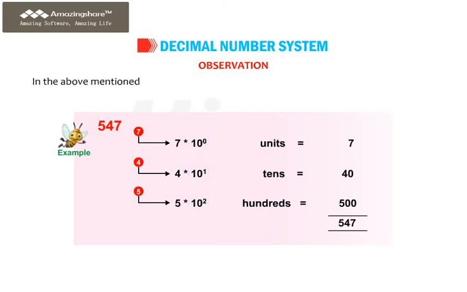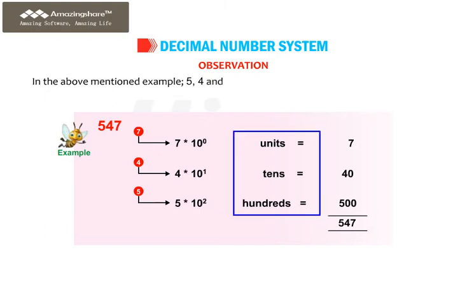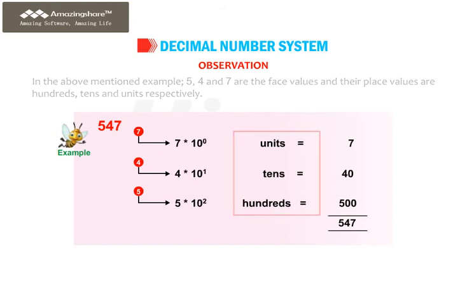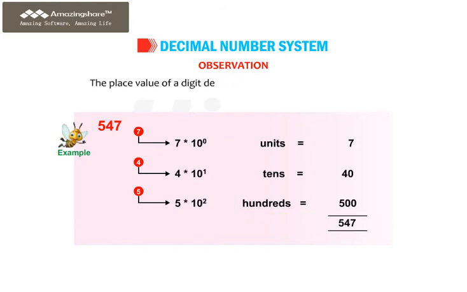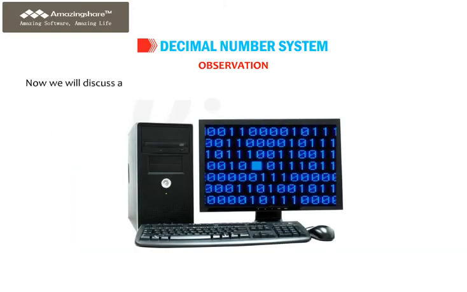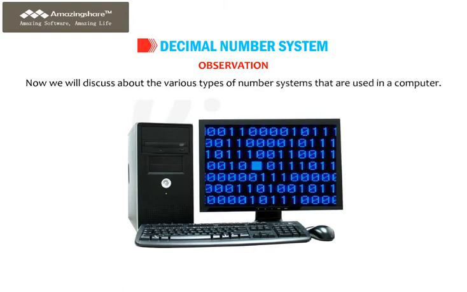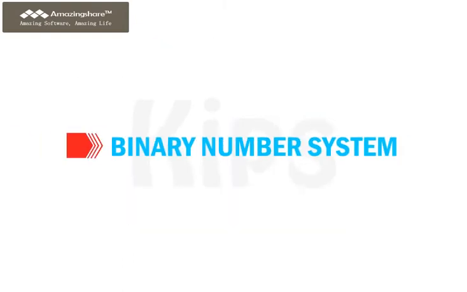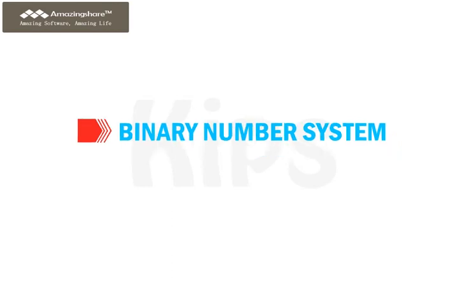In the above mentioned example, 5, 4 and 7 are the face values and their place values are hundreds, tens and units respectively. The place value of a digit depends on its position in the number. Now we will discuss about the various types of number systems that are used in a computer. Students, now let's find out about the binary number system.